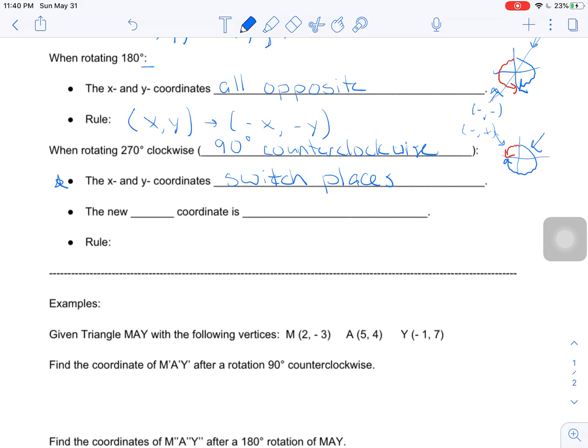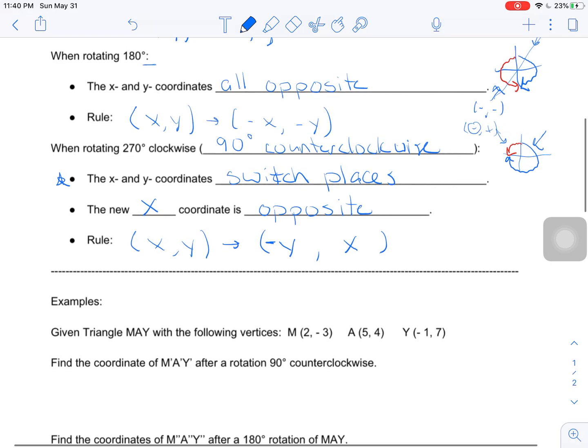So what ended up happening was the X and the Y switch places, and then the new X coordinate is opposite because all of the X coordinates in that quadrant are negative. So the rule would look like this. You take your 2 coordinates, and you apply the rule, and the X and the Y switch places. So Y is now X, X is now Y, and the new X coordinate, what used to be the Y, what's now the first number, needs to be its opposite. So that is our rule.